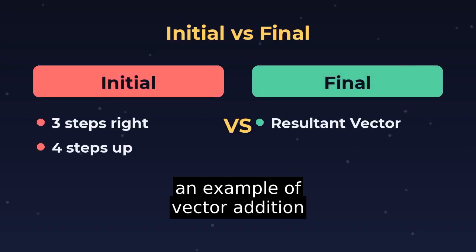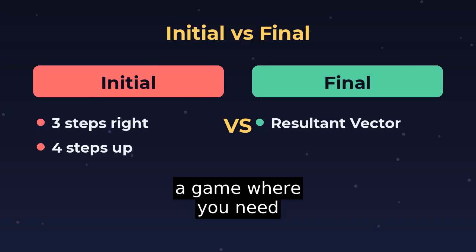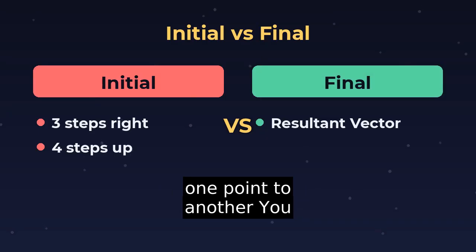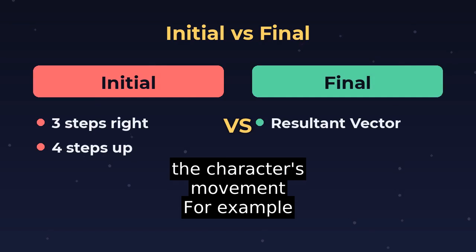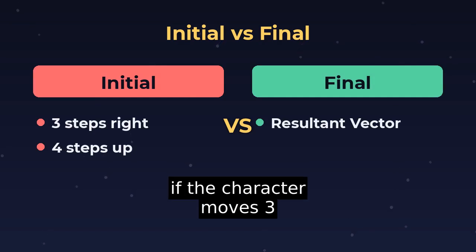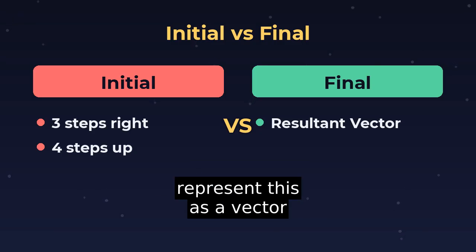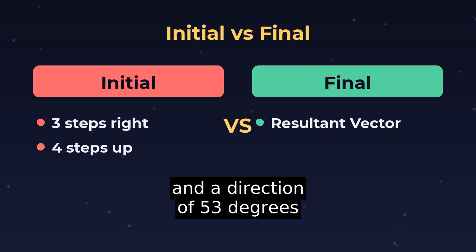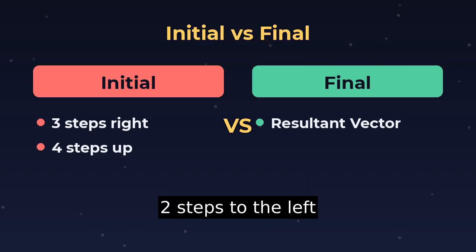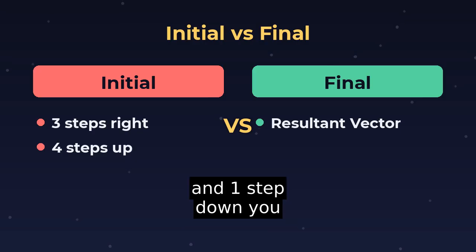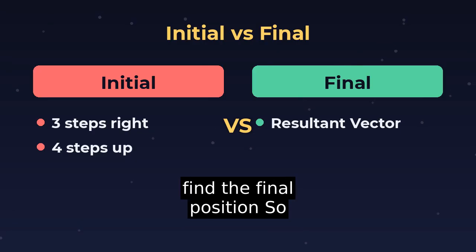Let's see an example of vector addition in action. Imagine you're playing a game where you need to move a character from one point to another. You can use vectors to represent the character's movement. For example, if the character moves 3 steps to the right and 4 steps up, you can represent this as a vector with a magnitude of 5 and a direction of 53 degrees. If the character then moves 2 steps to the left and 1 step down, you can add this new vector to the previous one to find the final position.